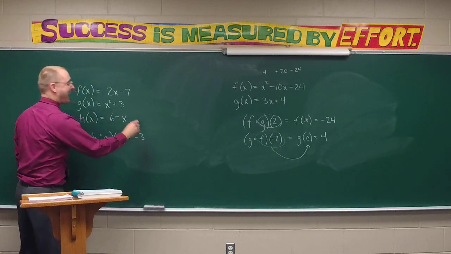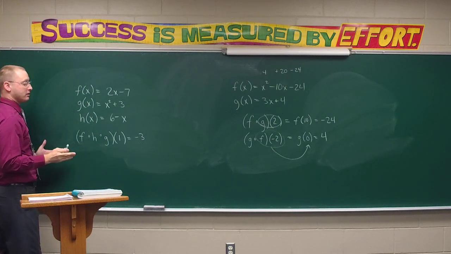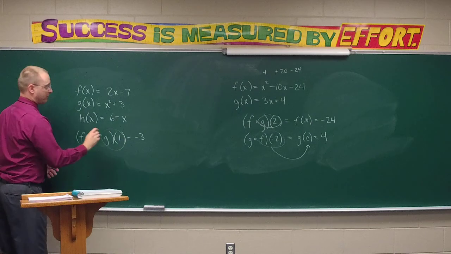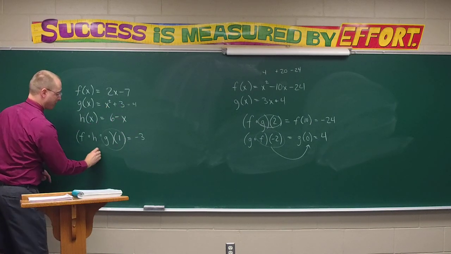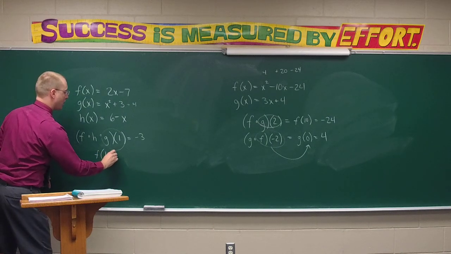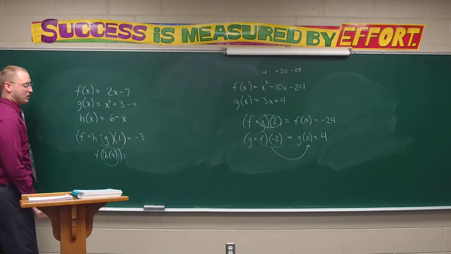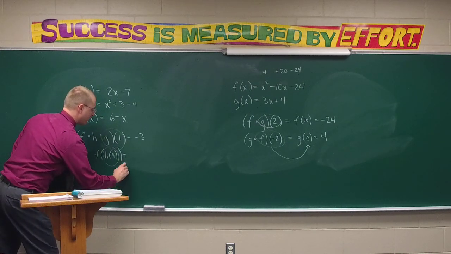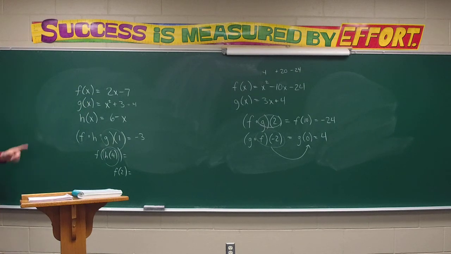Negative 3. How many had the negative 3? Okay, so we start by finding, class, g of 1. What is g of 1? 4. So then we're finding f of h of 4. Well, what's h of 4, class? 2. So now we're finding f of 2. And what's f of 2? Negative 3. Does that make sense?